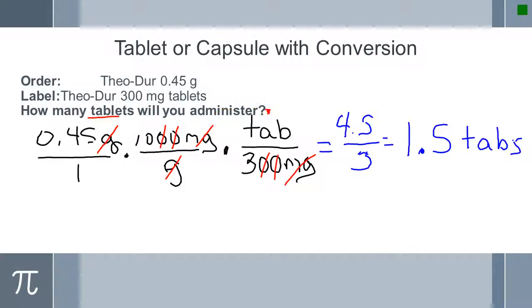Now let's do one that has some conversions on it. This just adds another step to it. Again, we have our same columns for every piece. So we start off with our 0.45, but we have grams this time over 1. Then we have a tablet with 300 milligrams.